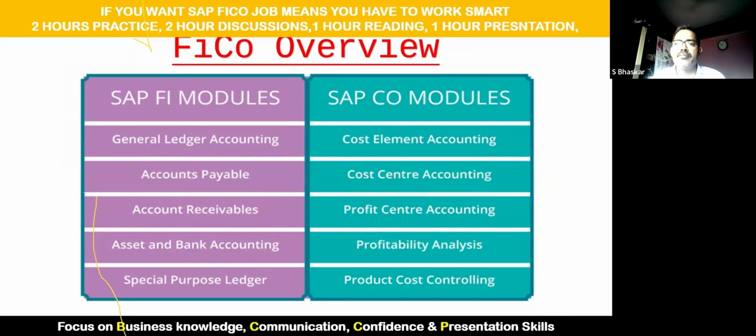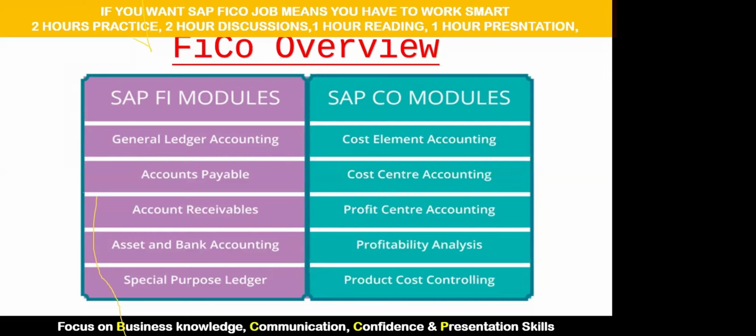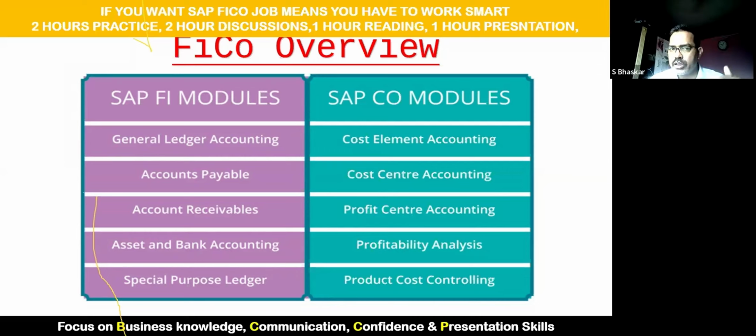Is it clear for everyone? Any doubts here? For what purpose are we using FI? For what purpose are you using CO? Hello? Yes, I understood, sir. Guys, is it clear? Because I'm going in depth now.